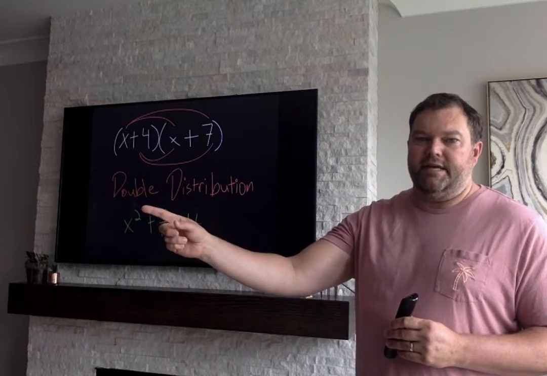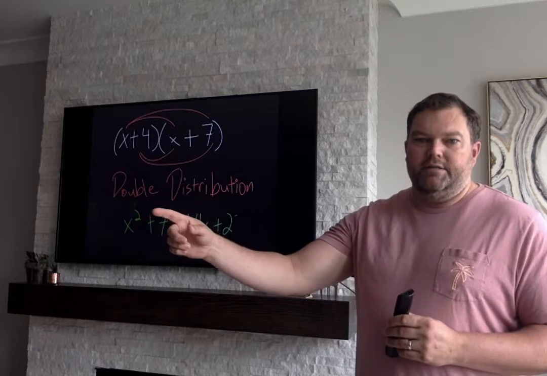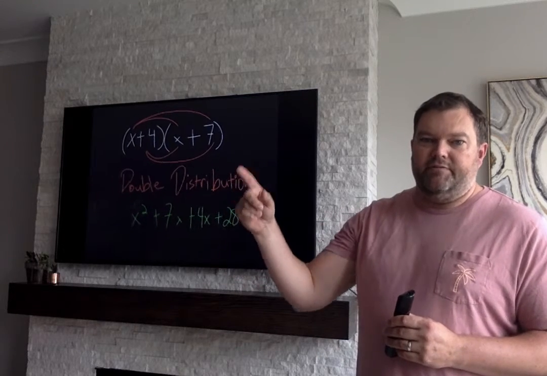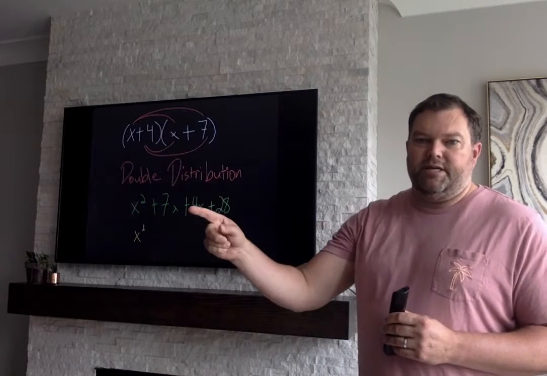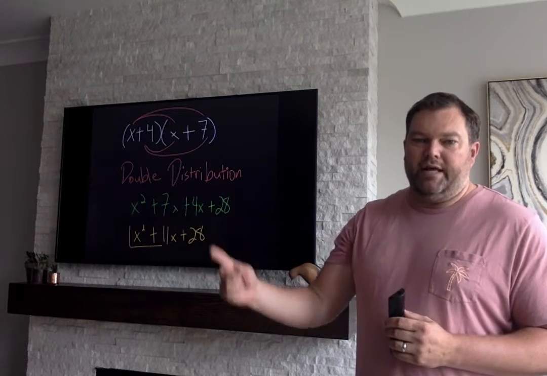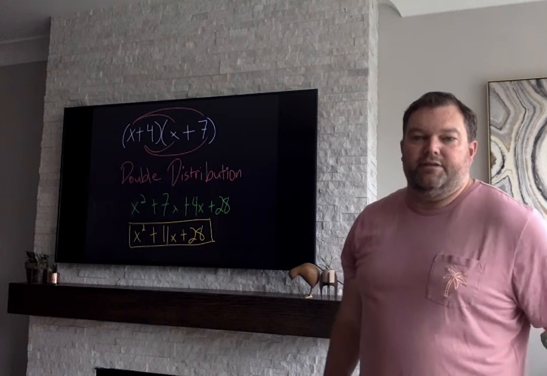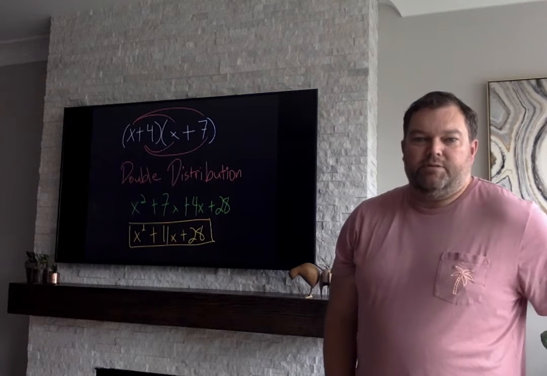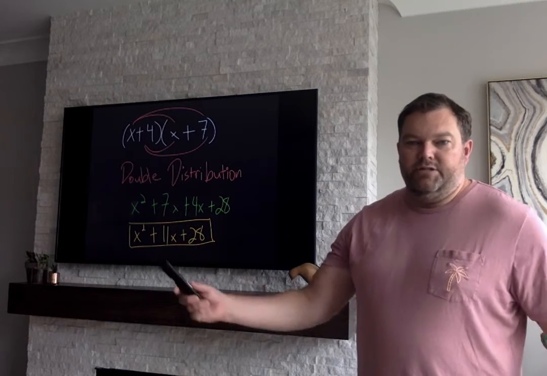X times x is x squared. And then x times 7, 7x, 4 times x, 4x, 4 times 7, 28. Combine the two like terms in the middle, and that's what we've got left. X squared plus 11x plus 28. There's nothing else there that's like terms, so we're done.